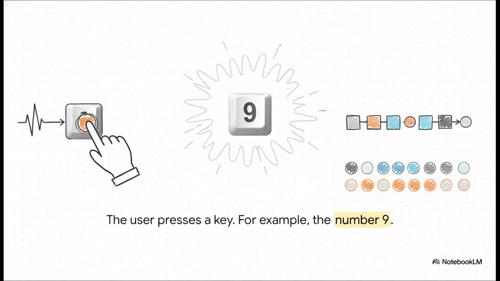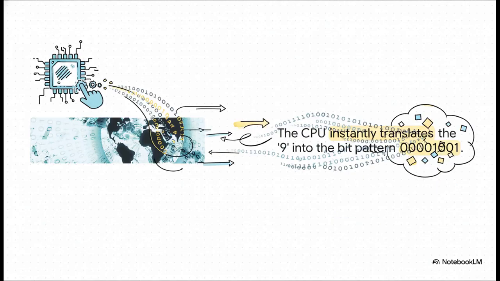All right, let's see this happen in the real world. Imagine you're at your keyboard and you go to press a key. Let's say you press the number 9. The moment you do that, I mean faster than you can blink, the computer's brain, the processor, does that translation. That 9 that you understand becomes this pattern of bits, 00001001. That is the only way the machine can understand what you just told it to do.